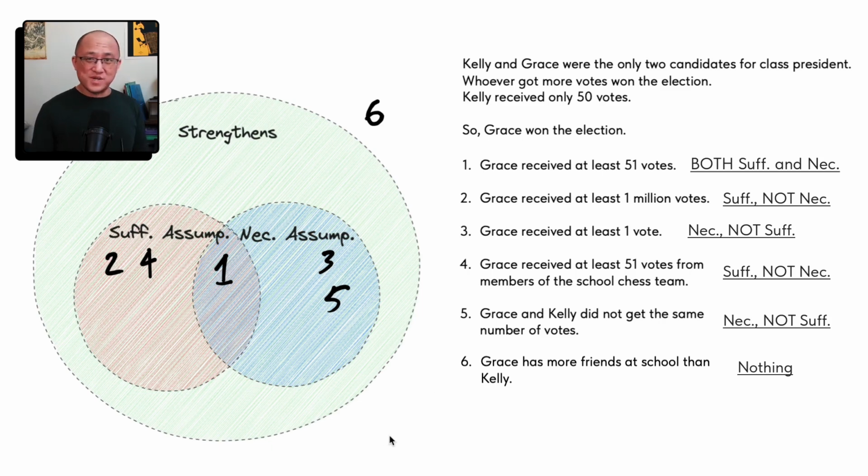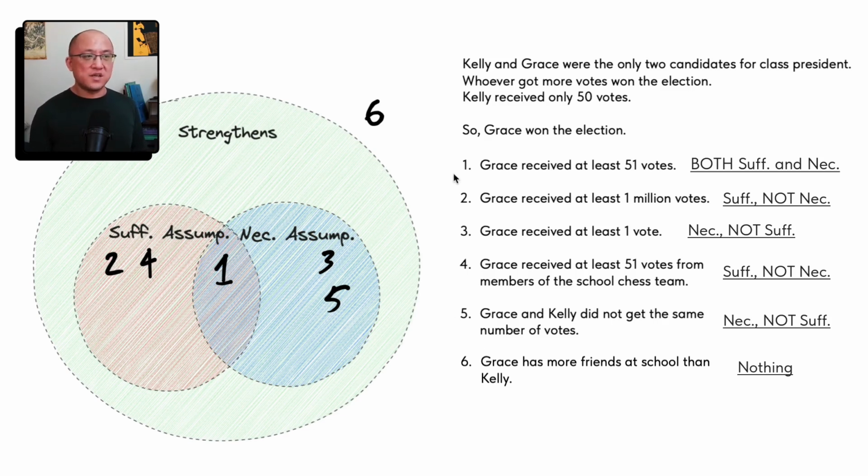Now, one more tip for necessary assumptions before we move to another example. If you have already identified something that would be necessary, then anything else that must be true on the basis of that necessary assumption is also going to be necessary. So that's a way that you can tell what's necessary without having to negate it. So here's what I mean.